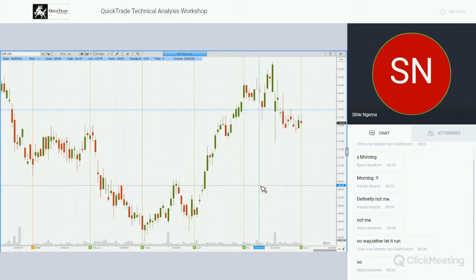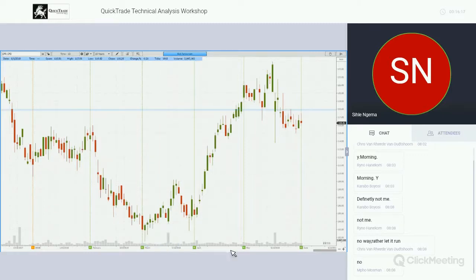Now, so these lines here, if you do not have them on your chart, please make sure that you put them in. What you do is you go down towards your date, you right click, and then you go to show time period separators, and you tick all of those time periods that you see there.